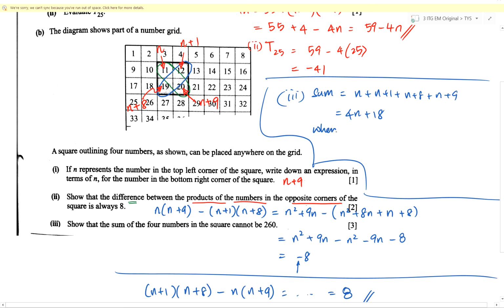So when the sum 4n plus 18 is equal to 260, we have 4n equals 260 minus 18, leaving us with 242. And n is going to be 242 over 4, which is 60.5, which is not an integer. And then the same argument follows. Since n is not a positive integer, therefore the sum cannot be 260.